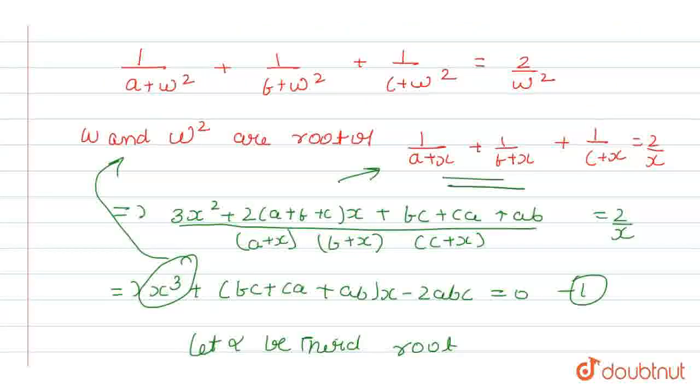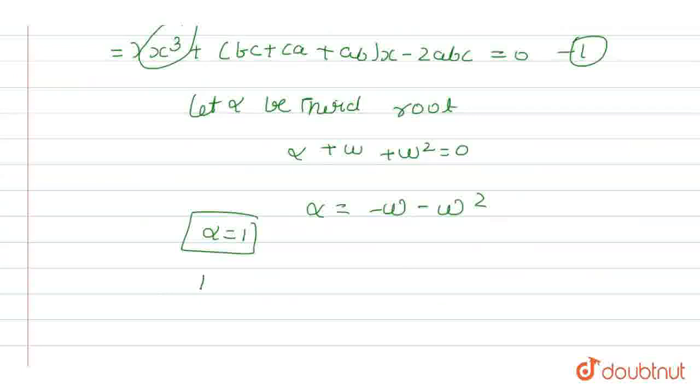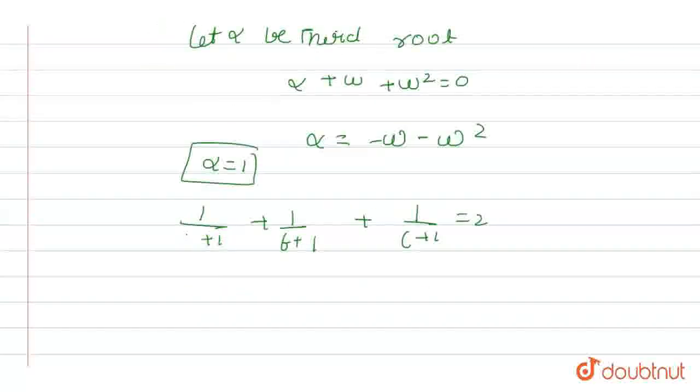and then it should satisfy this equation. So we will put the alpha value into this, so our equation will become 1 by a plus 1 plus 1 by b plus 1 plus 1 by c plus 1 equal to, and that's the value that we need to find in our given question.